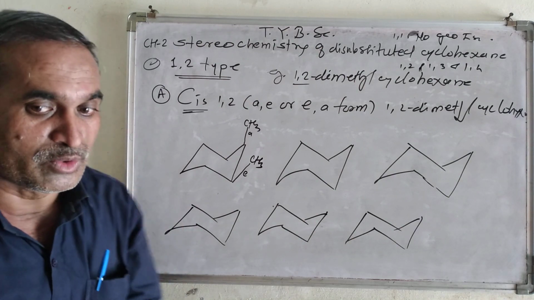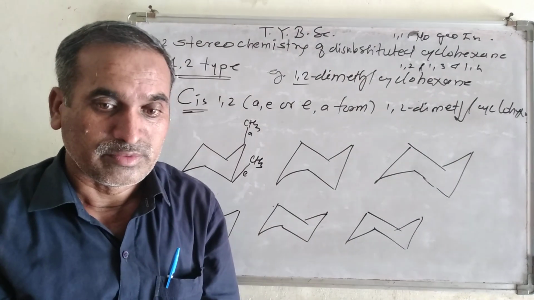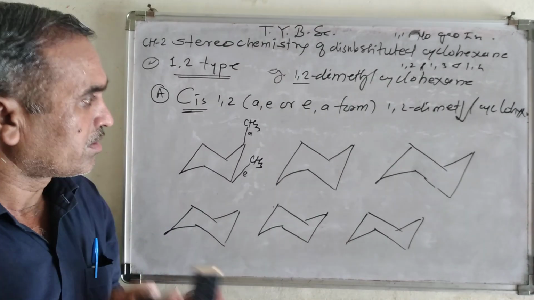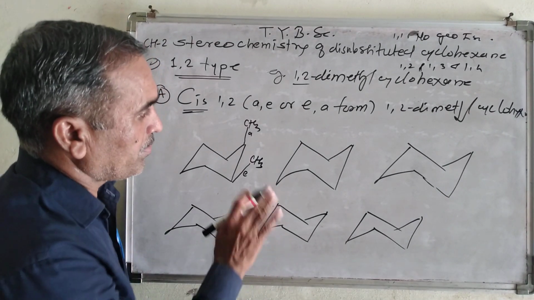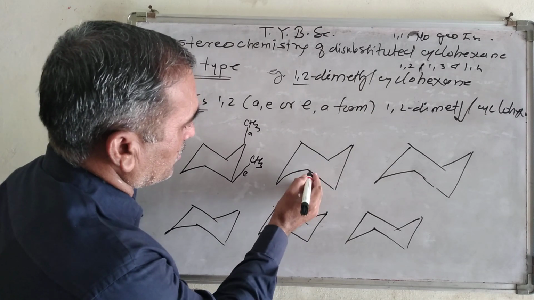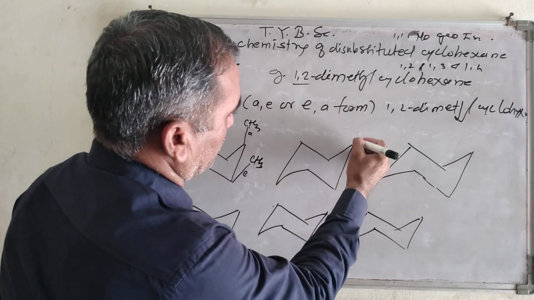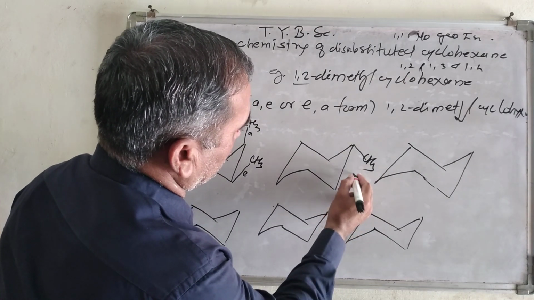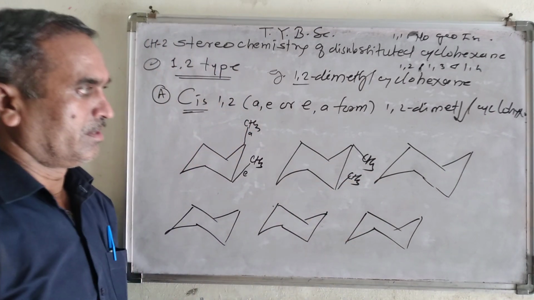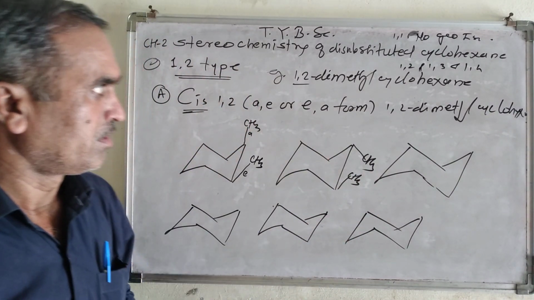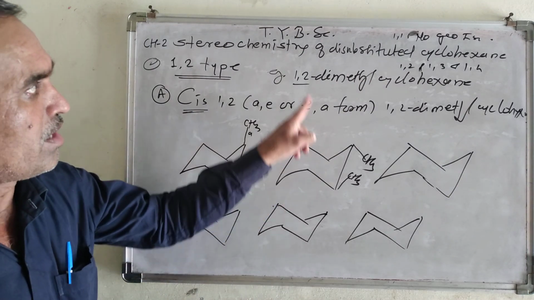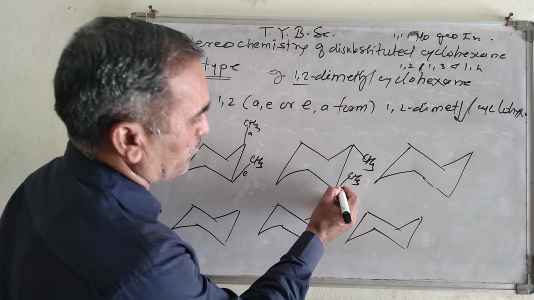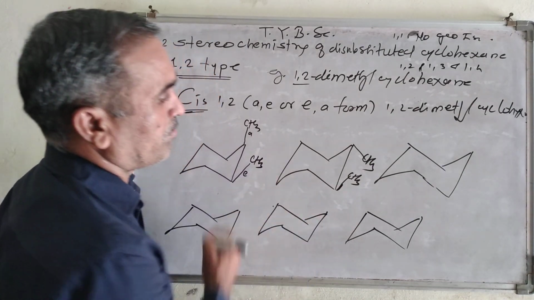Now it is your turn. Suppose I put one methyl group here and another one here. What type of geometry is this 1,2 dimethyl cyclohexane? Now tell me what type of form it is.